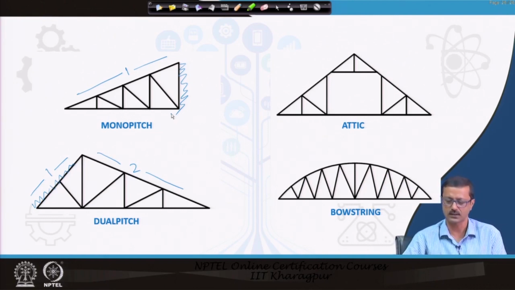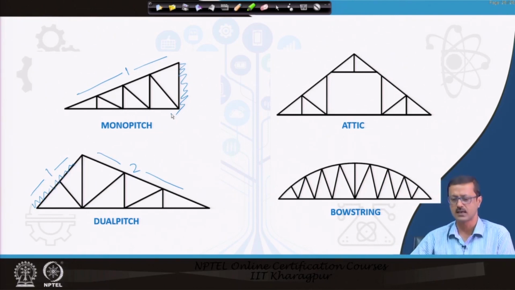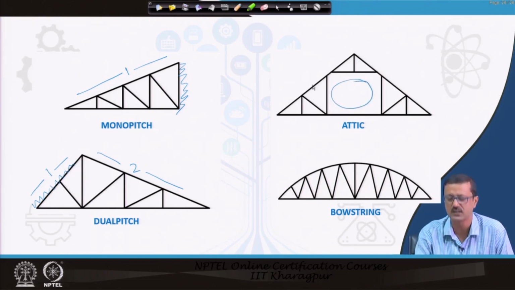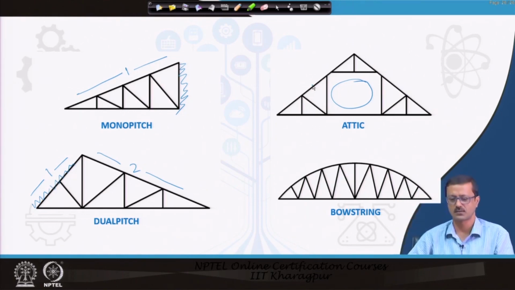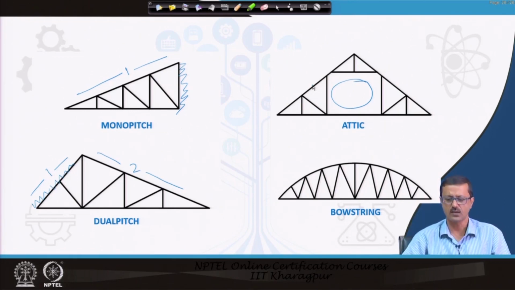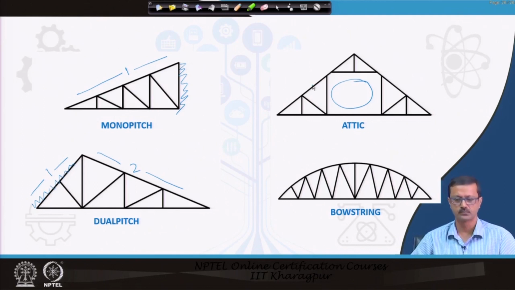Attic truss is also useful. This is a portion created in the truss to store some material. Sometimes it is applicable in houses or small homes, and people typically put some articles, luggage or small things over there, and this space also creates a kind of buffer space for a thermal barrier or thermal cushion.